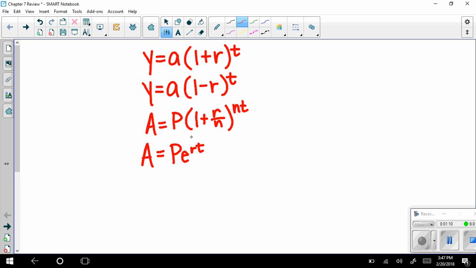This last equation you use is whenever it says compounded continuously. So compounded continuously, we no longer have the N variable, we have this E, which represents 2.718. It's that number that goes on forever and never repeats. Okay, so if you need to pause to finish writing those down, you can.